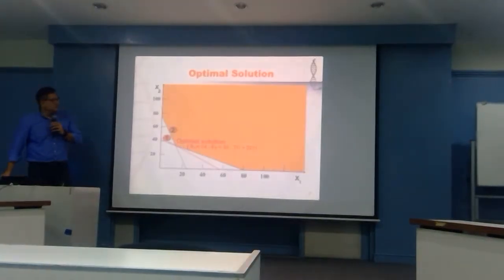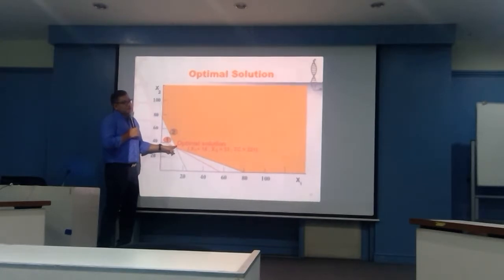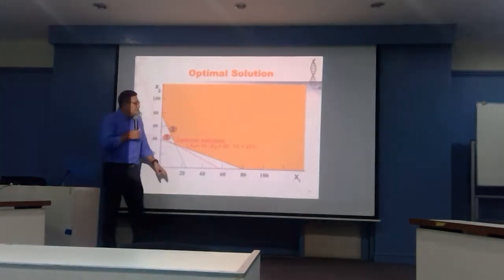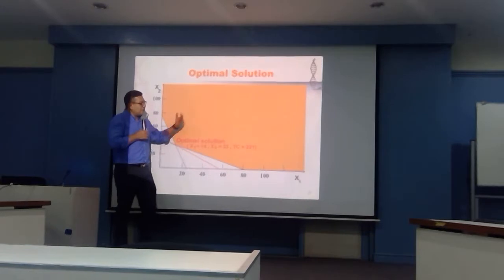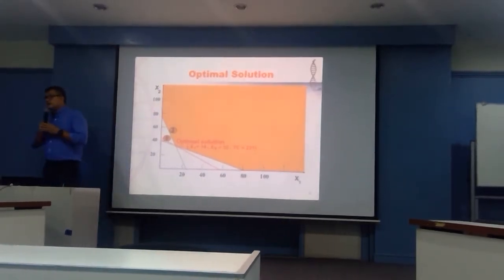So this is the optimal solution point. Then we solve for the intersection between the first and the second constraint. We have the coordinates x1 equals 14, x2 equals 33. We substitute x1 equals 14, x2 equals 33 into the objective function. Then we have the total cost equal to 220. So this is the solution.